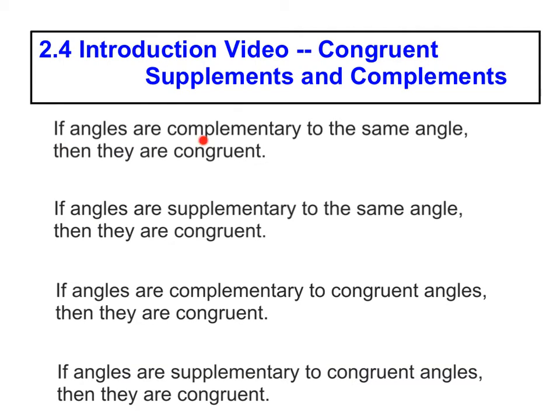If angles are complementary to the same angle, then they are congruent. And we'll have an example that shows these. But instead of having to write all that out, we're just going to abbreviate that with complementary. So comp, same. So that's complementary to the same angle, then you have congruent angles.